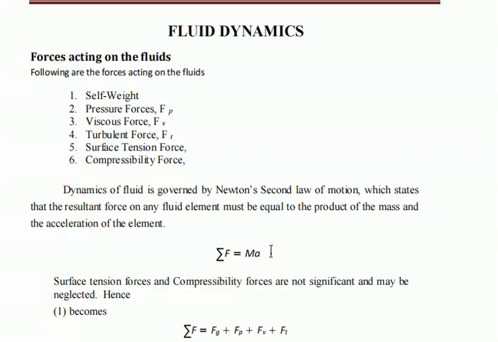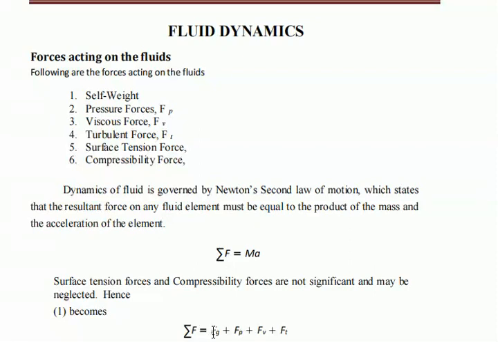Taking this as equation number 1, equation 1 becomes: the resultant force is equal to Fg plus Fp plus Fv plus Ft. Here Fg is the self weight, Fp is the pressure force, Fv is the viscous force, and Ft is the turbulent force. The resultant of all these forces is given by the summation of F.